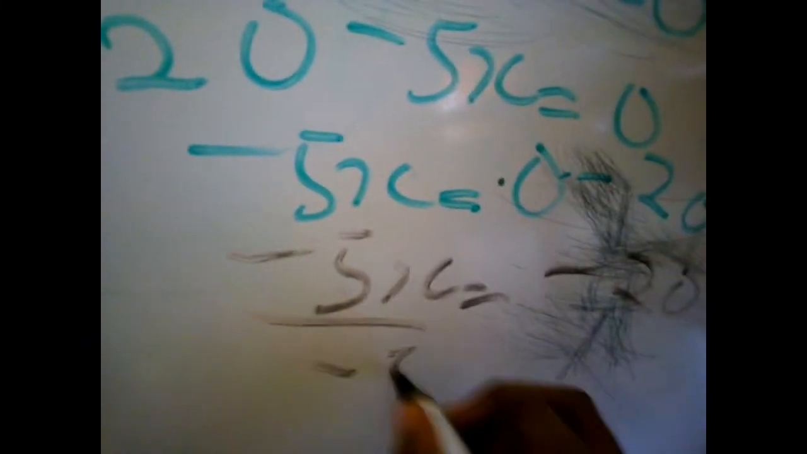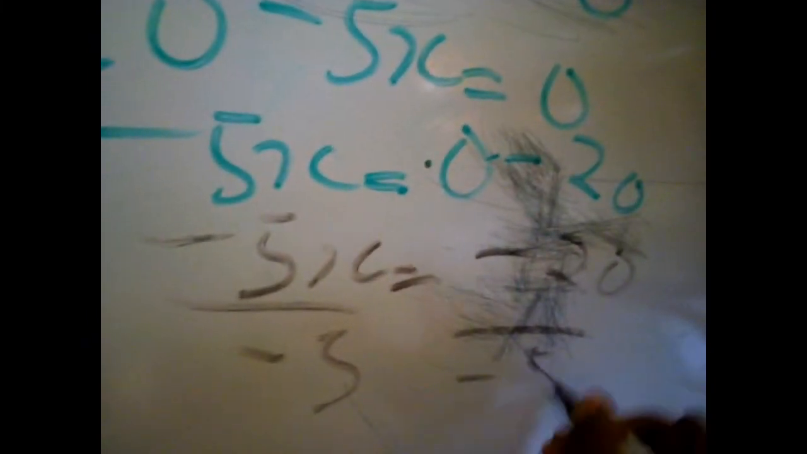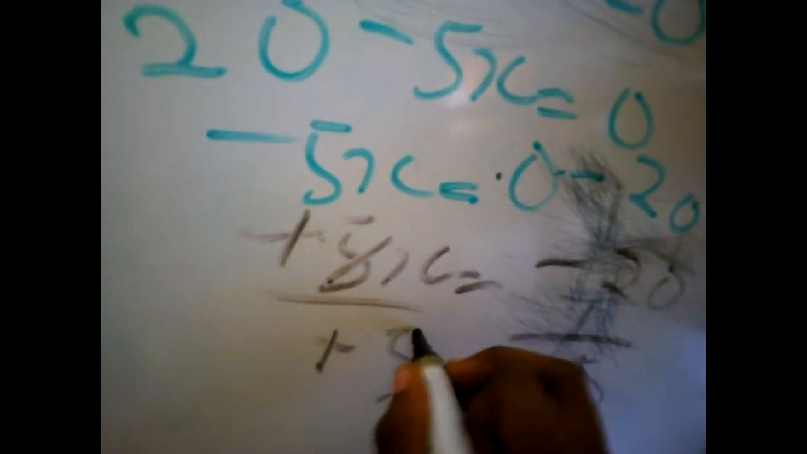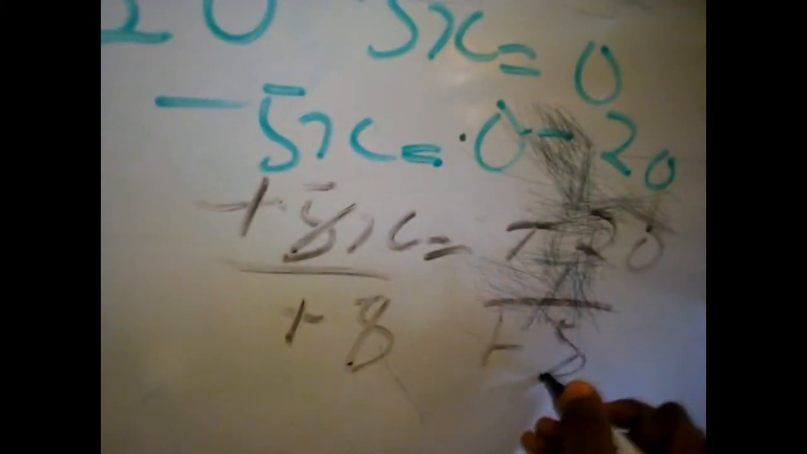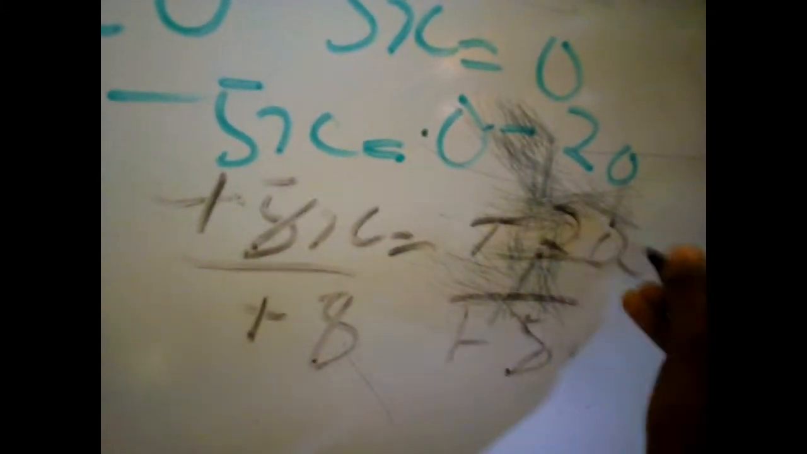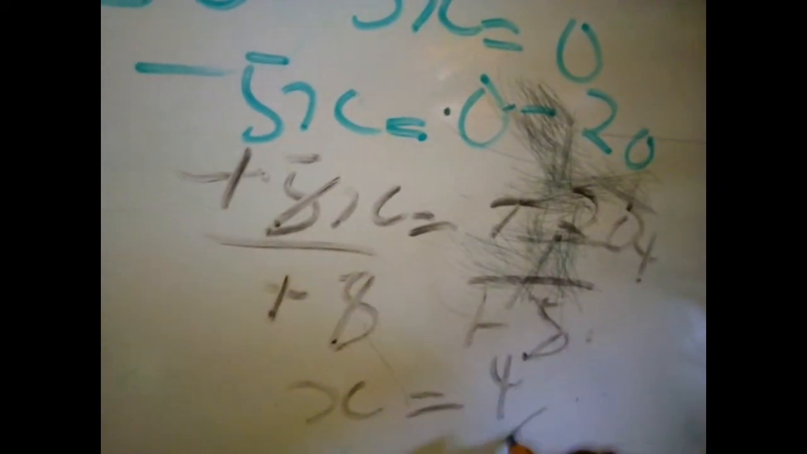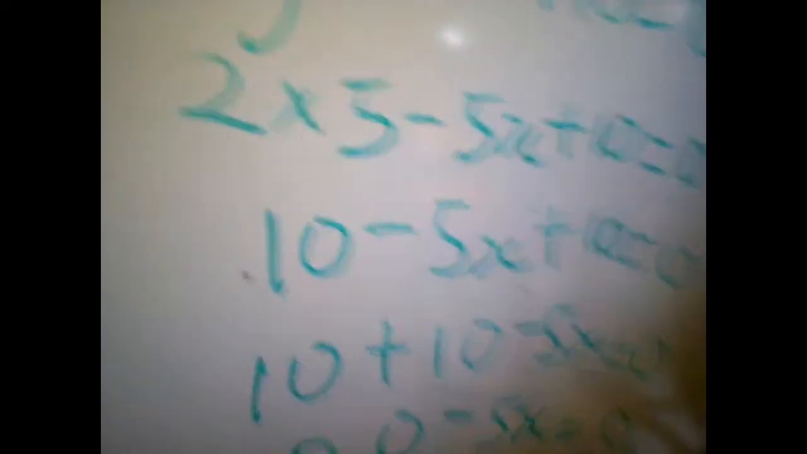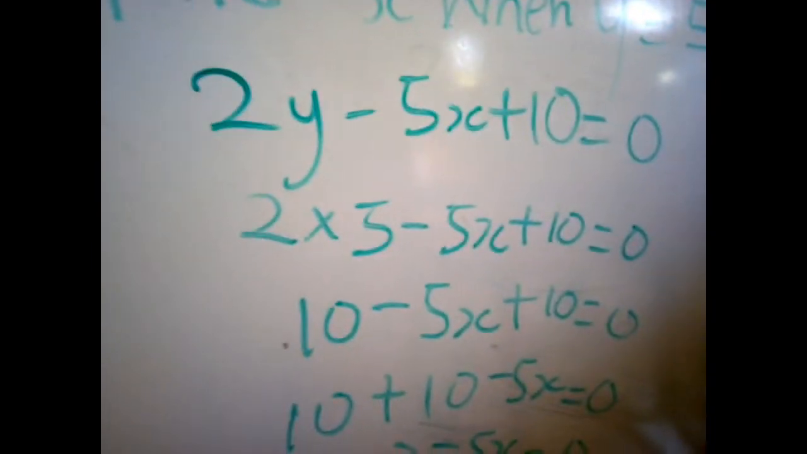Divide both sides by negative 5. So negative will cancel out. 5 goes into itself 1. Negative will cancel out. 5 goes here, 1. 5 goes into 20 4 times. So x is going to be 4. And that's going to be your answer for x. So we're finished solving it. You can see it's a very easy topic.